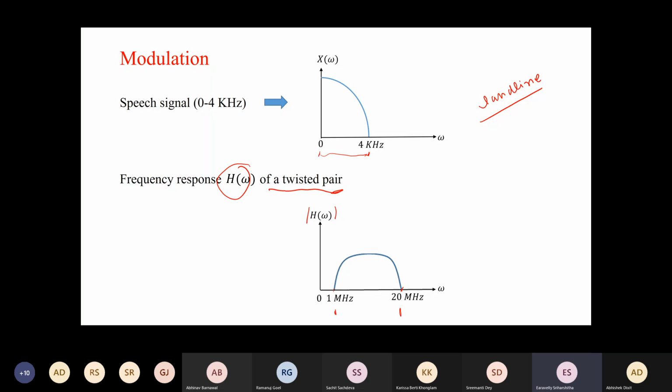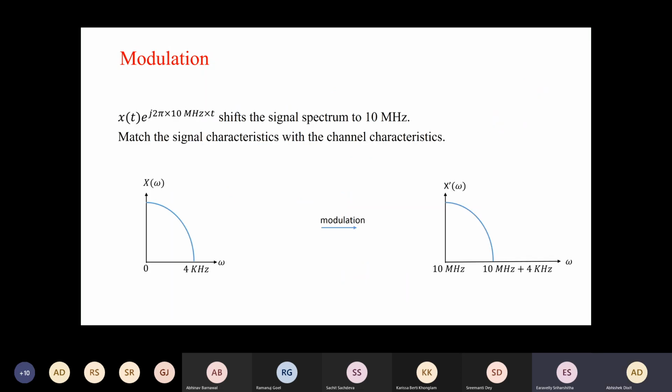Because H(omega) would make everything zero for 0 to 4 kilohertz. So how do we make the transmission? We make the transmission by shifting the spectrum of X(omega) to this band. And how do we do that? We simply take x(t) and multiply it with a complex sinusoid at 10 megahertz. So the speech signal after modulation is shifted to 10 megahertz to 10 megahertz plus 4 kilohertz. Now this signal is matched with the channel characteristics, and H(omega) will pass this. So one main use case of modulation is to match the signal characteristics with the channel characteristics.